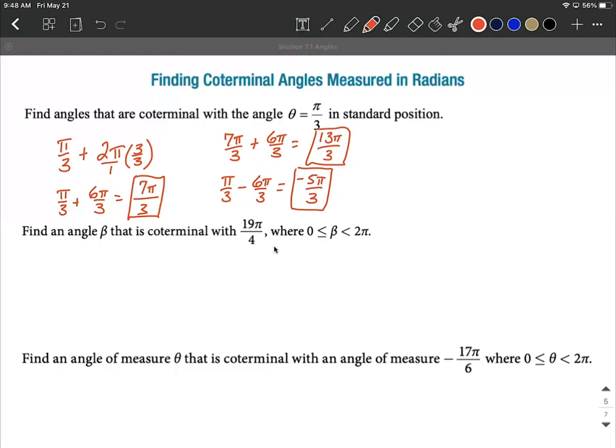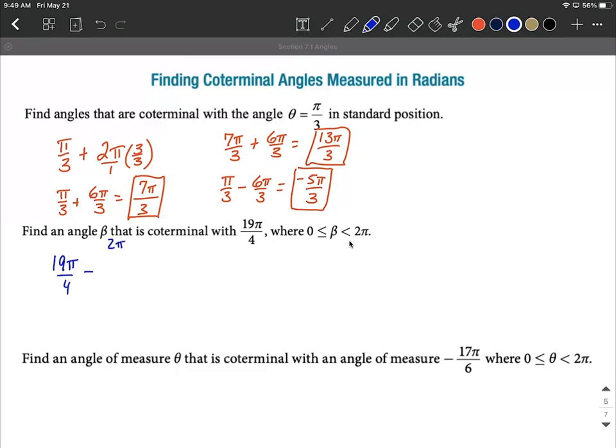All right, let's take a look at, we want to find our angle beta that's coterminal to 19 pi over 4, but it's in this first time around the circle between 0 and 2 pi. So 19 pi over 4, as I take a look at that improper fraction, that's too big. 19 divided by 4 is bigger than 2. So as we want to find coterminal angles in this specified range, we need something smaller. So I'm going to start with the 19 pi over 4, and I want to subtract 2 pi.